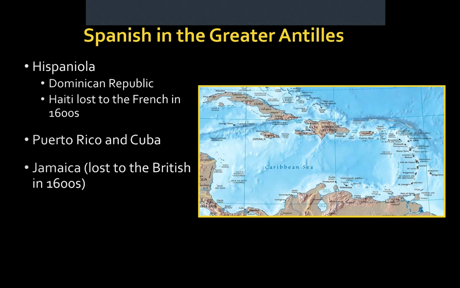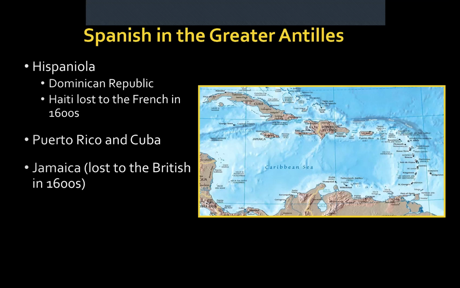Now, on a different topic, the Spanish focused their efforts on the Greater Antilles. There were more indigenous people to enslave, and there was gold and silver, and it didn't last very long. They ran out very quickly, and they moved to the mainland, to Middle America and South America. The Lesser Antilles were left alone for the most part.